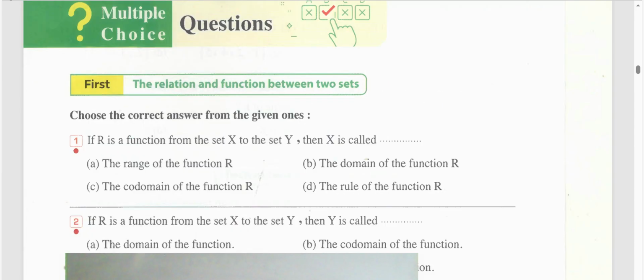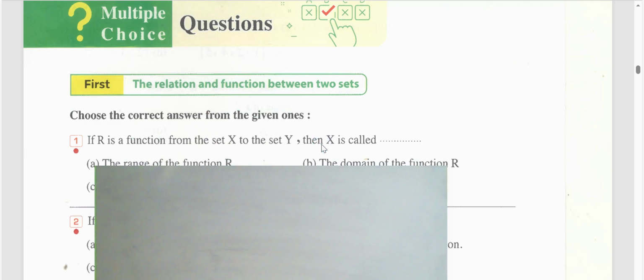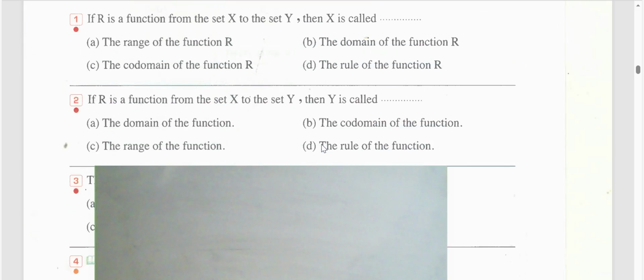Multiple choice question. If R is a function from x to y, then x, we called it the domain. It shows letter B. Answer here, letter B. Next question. If R is a function from x to y, then y, we called it the range. It shows letter B.